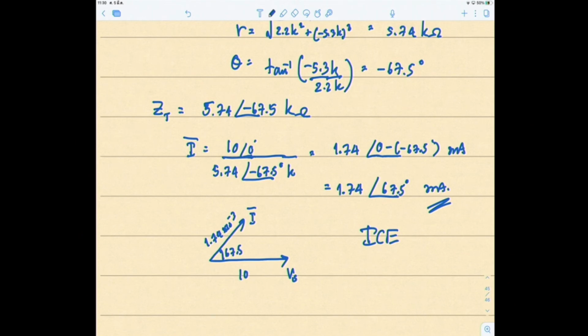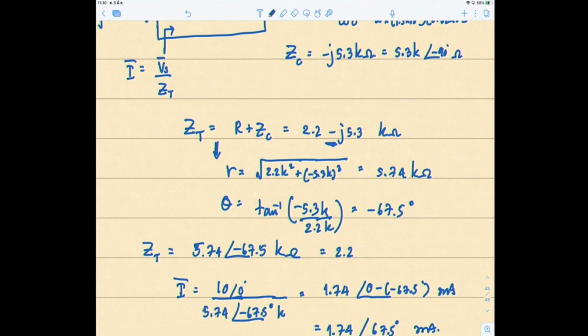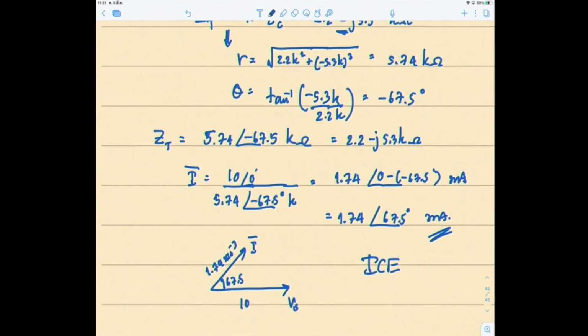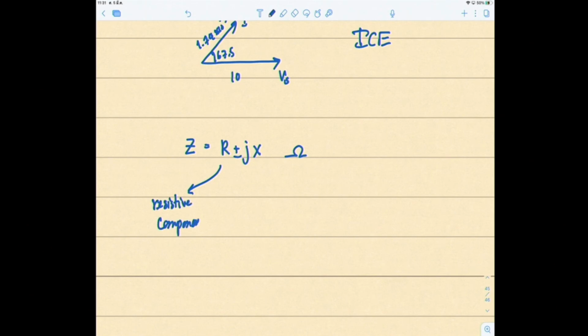I want to point out that your Z total has 2.2 minus j 5.3 k ohms. When you have a combination of resistor and capacitor or inductor, your impedance consists of both the real part and the imaginary part. In general, we write it like this. R is the resistive component, and X we call the reactive component, or reactance.